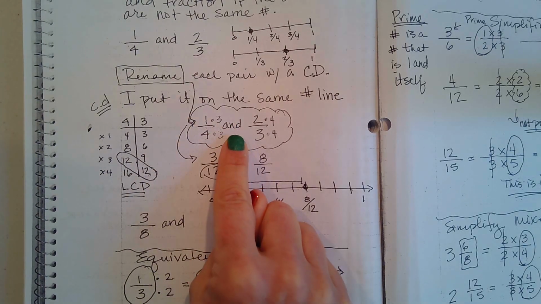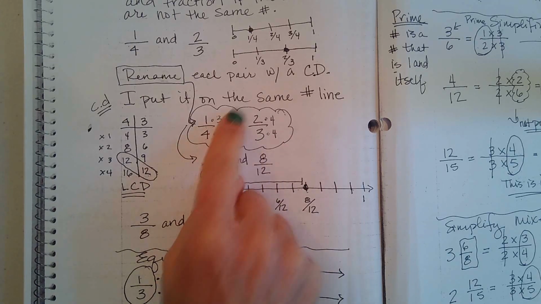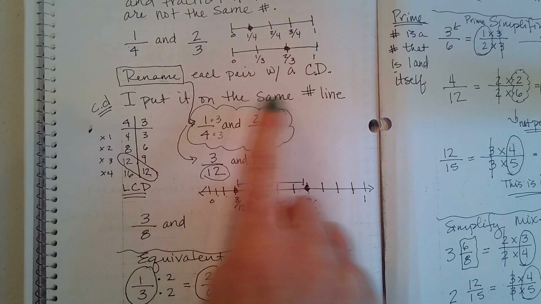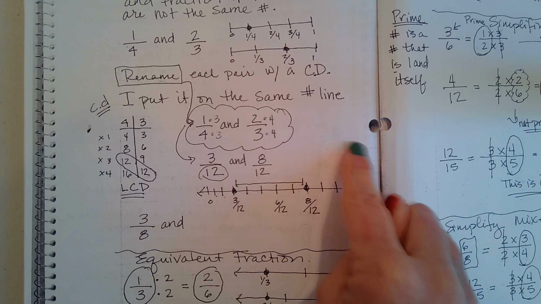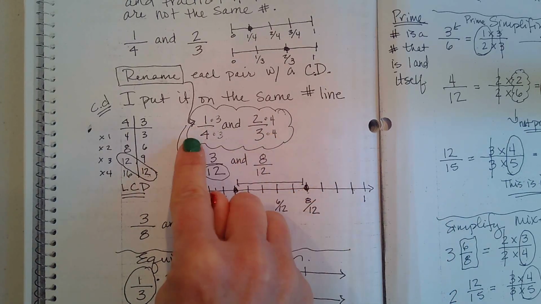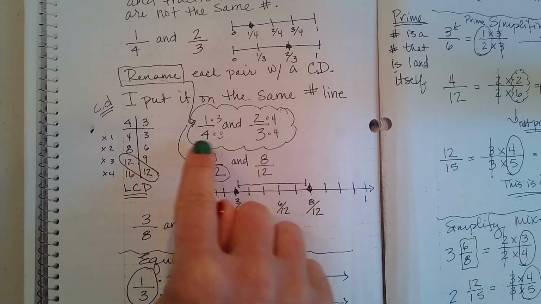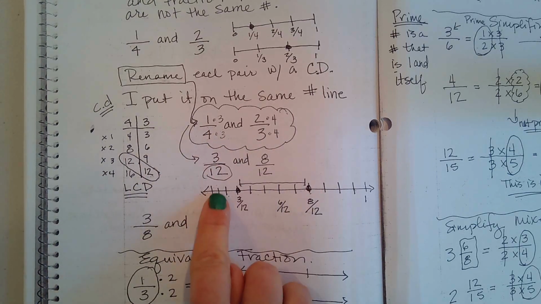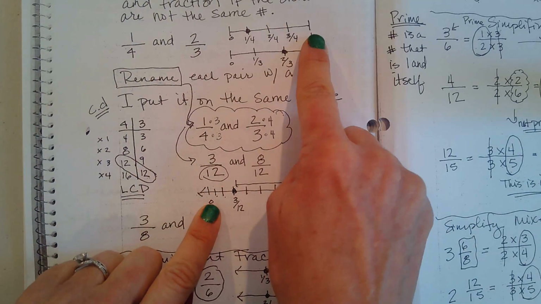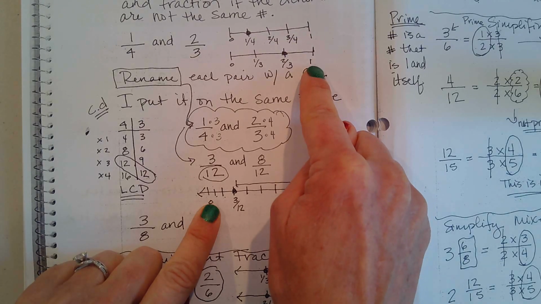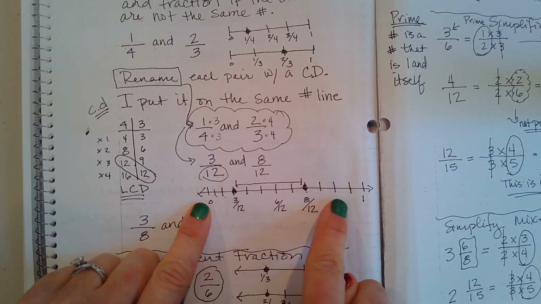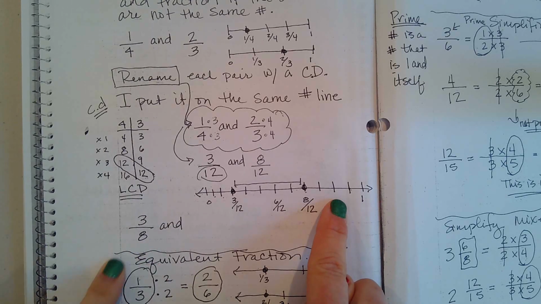Remember going back to those rectangular fraction models, taking these and using the fraction models and dividing them up so that then they share the same amount of pieces. And that's what we're doing by creating that common denominator. So up here, they're on different number lines. Down here, we ended up putting them on the same number line.